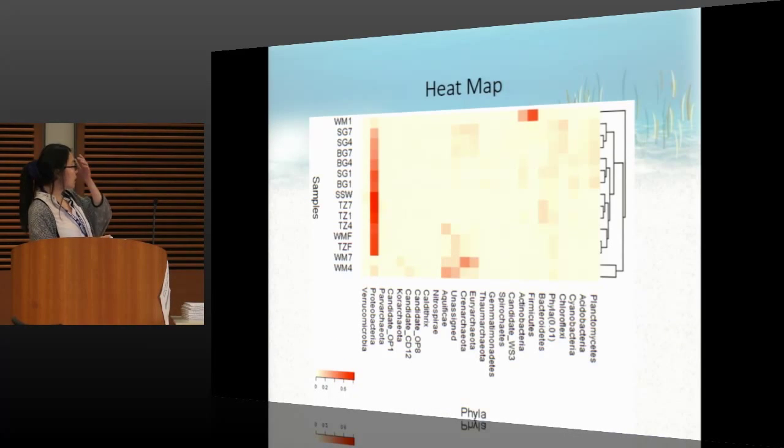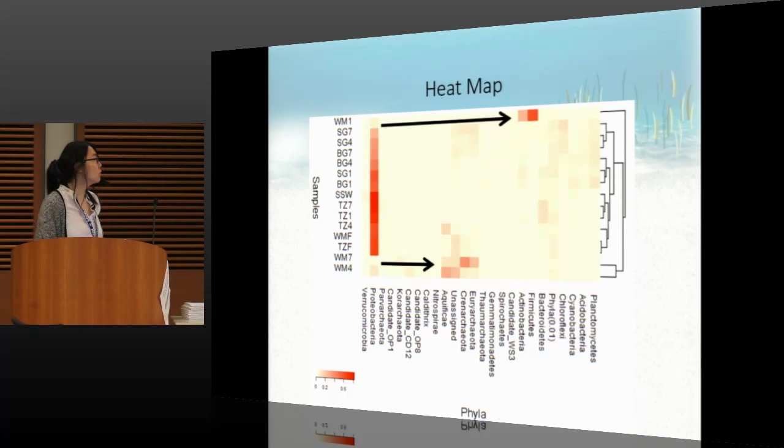So let's switch to a heat map. From the heat map, we can see all the samples dominated by the proteobacteria. And only in the white mat, they switch to a different microbial community. In the deep sample, it switched to archaea. And in the shallow sample, it switched to firmicutes and actinobacteria.